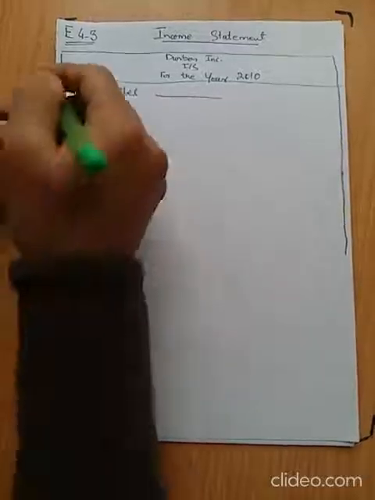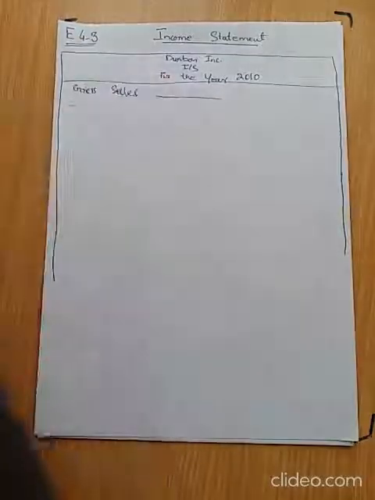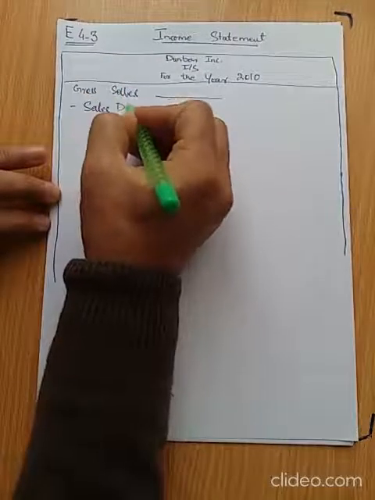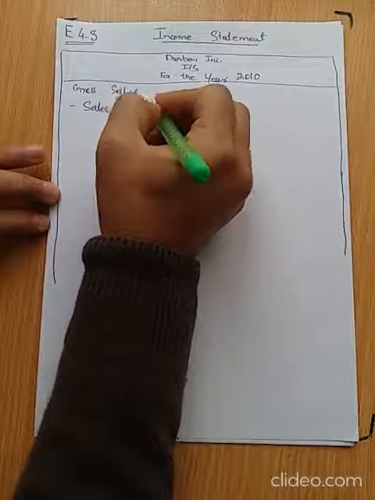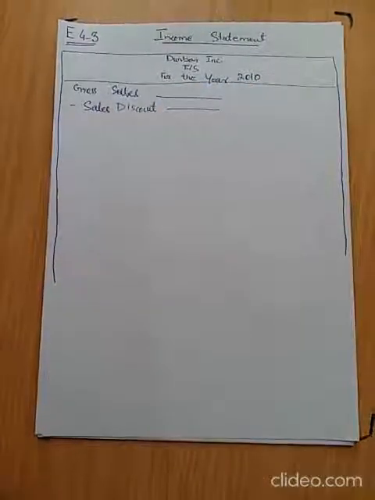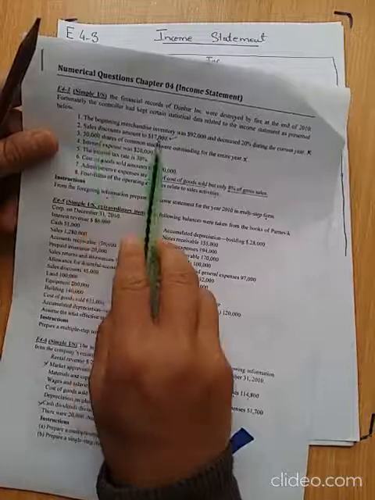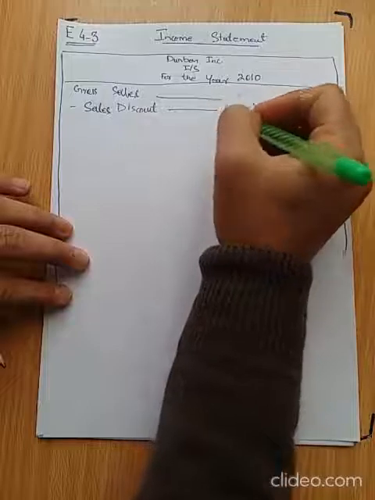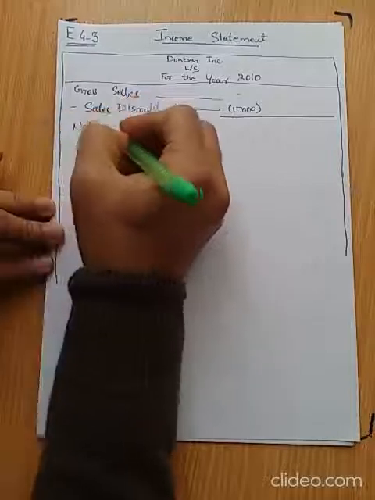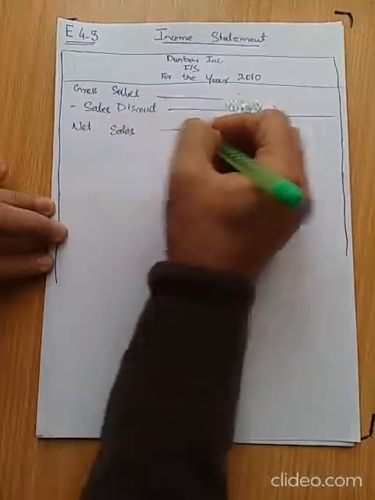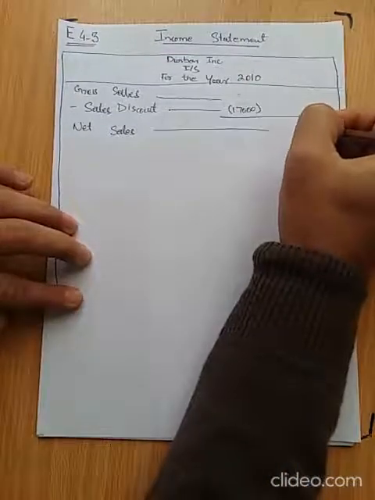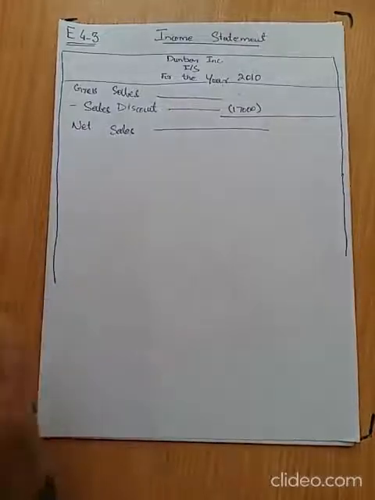Then from the gross sales, we will subtract any discounts given, like sales discounts. So let me write here sales discount. And in this numerical, we are given the sales discount figure, which is $17,000. So I will write here $17,000. Discount is something which decreases the amount of your sales. Once you subtract this, the remainder is called net sales. As I don't know the gross sales amount, I will put a question mark here, as I also don't know my net sales figure.